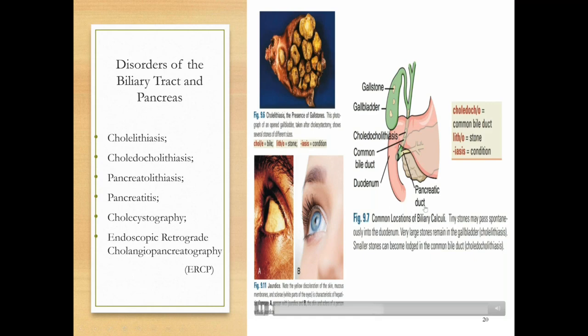The presence of stones in the gallbladder is cholelithiasis. Stones also can become lodged in the common bile duct, choledocholithiasis. The presence of a pancreatic stone is pancreatolithiasis. Other causes of obstructions include tumors. Endoscopic retrograde cholangiopancreatography, which abbreviation is ERCP, is an endoscopic test that provides radiographic visualization of the bile ducts and pancreatic ducts. An endoscope is placed into the common bile duct. A radiopaque substance is instilled directly into the duct, and X-ray images are taken.